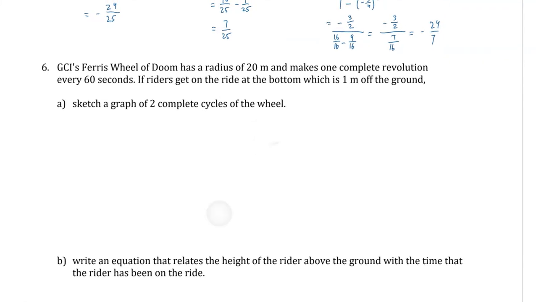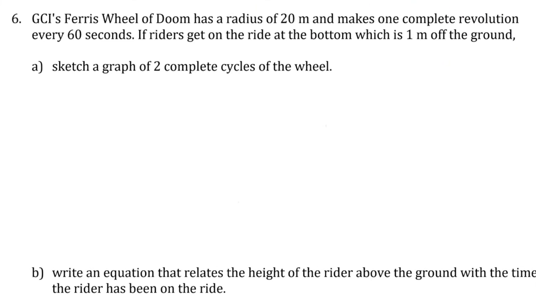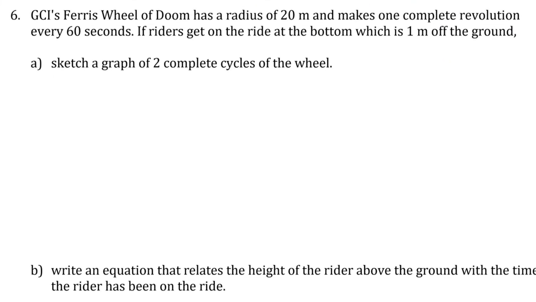All right, last one from Unit 5. GCI has a Ferris wheel. I bet you didn't know that. It's out back. It's called the Ferris wheel of doom. It has a radius of 20 meters and makes one complete revolution every 60 seconds. It's a Ferris wheel of doom because it actually rolls down the hill and into the river. So it's fun, but you only get to take it once.